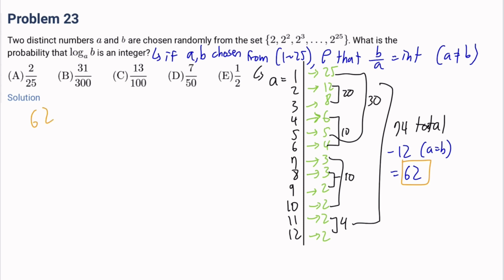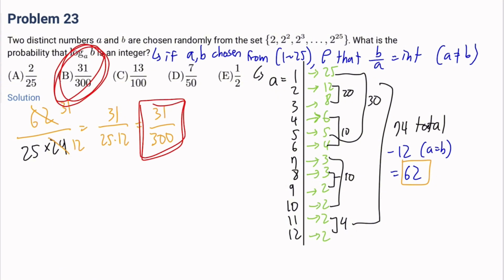So it's 62 over, and then what's the total possibilities? We can choose out of 25, and then we can choose A or B, right? So that's 25 times 24. And so this is going to be equal to 62 over, sorry, if we divide by 2, this is going to be 31, and this is going to be 12. So this is 31 over 25 times 12. This is equal to 31 over 300, right? So this is the answer.